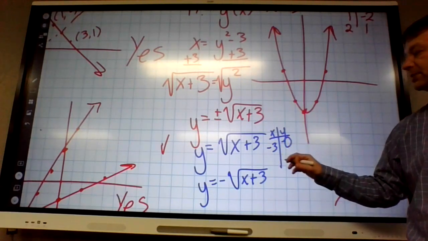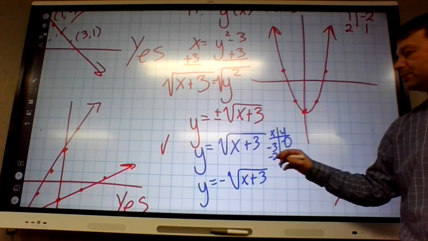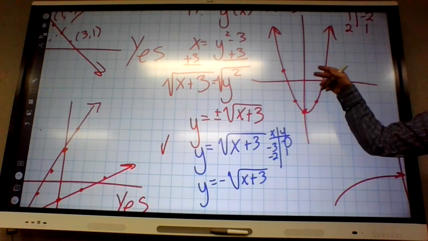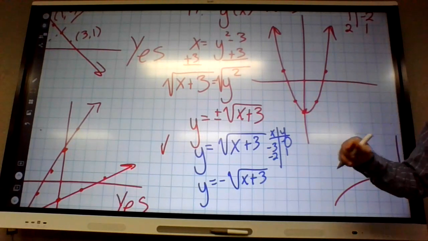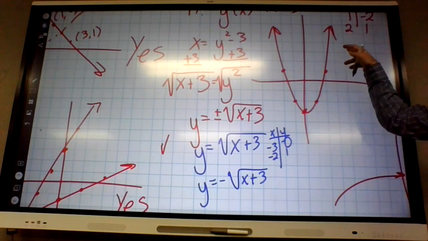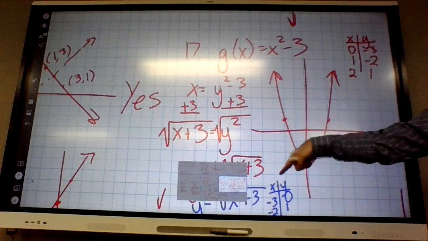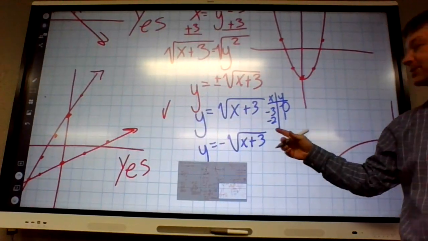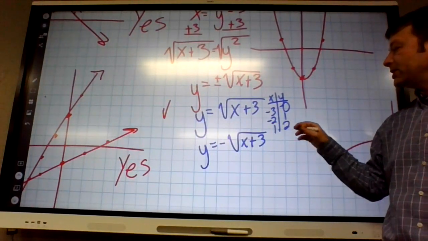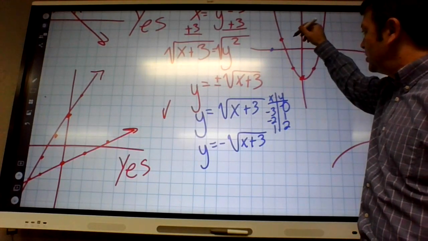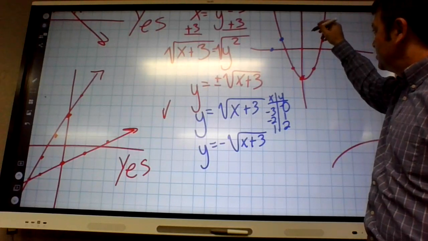So negative 3, 0 is a point. Couldn't you just swap the x and y? Yeah, you could kind of cheat and swap the x and y values on this. That would work. I want to show you how this works though. If I plug in 1, I get 2. So negative 3, 0; negative 2, 1; 1, 2.